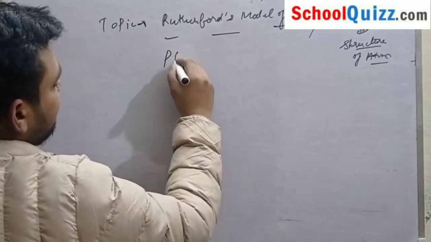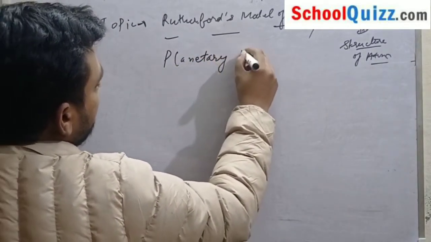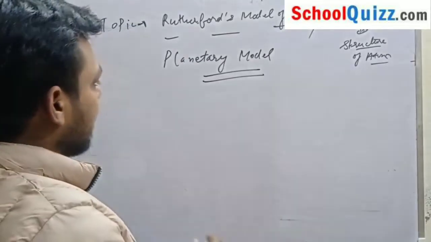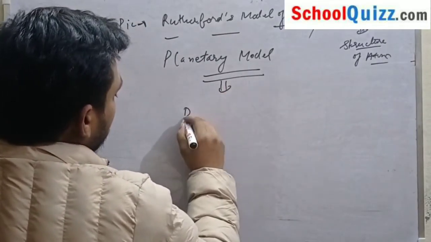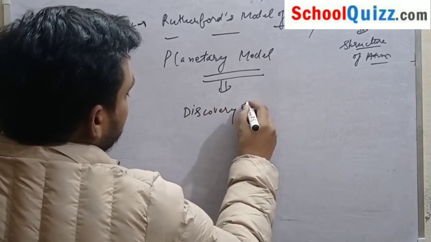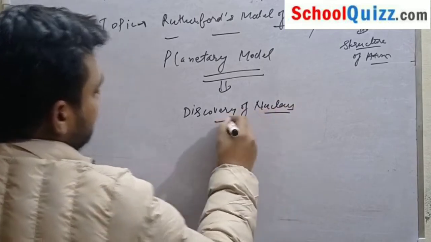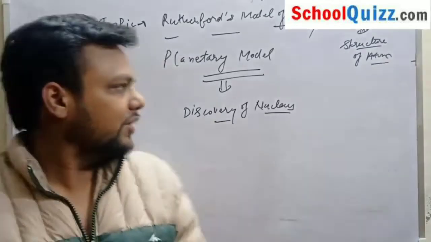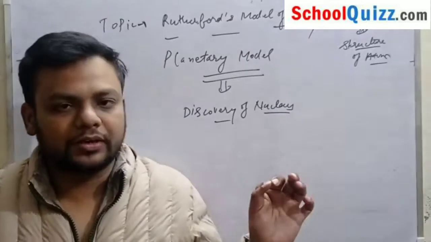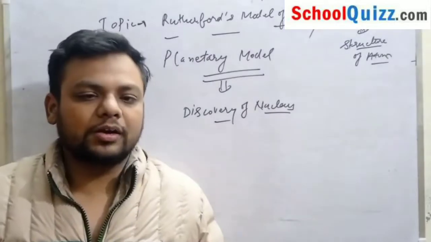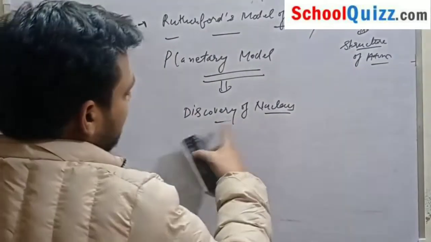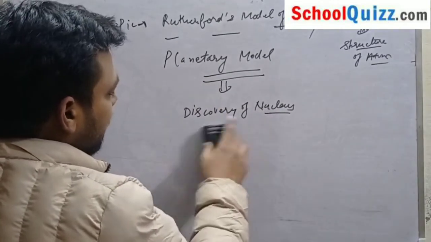Rutherford model is also known as the planetary model, and it takes the credit for the discovery of the nucleus. Now I will tell you why it is regarded as the planetary model. I will let you know in a later video. Now we will start. It is the discovery of the nucleus, with the main highlighting points.